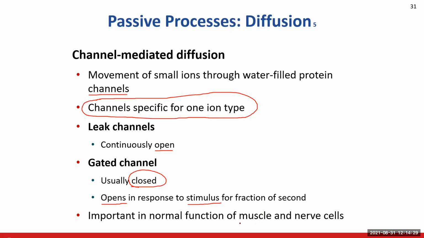So we're going to learn about this process in much more detail when we get into chapter 10 and 12, when we talk about muscle and nerve cells. But for right now, I just want you to know the basics. Leak channels, always open. Gated channels, normally closed. They'll open in response to some sort of stimulus.